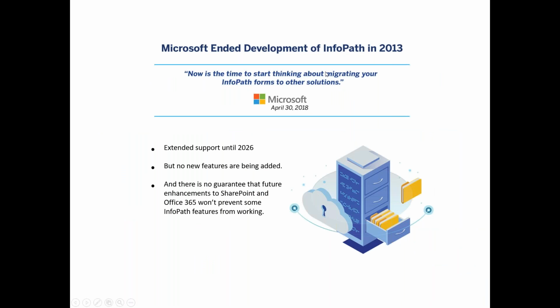So Microsoft, as I said, ended development in 2013. This is 2.5, almost 3 years ago now. They said now is the time to start thinking about it. Every time I do this, it's later and later. First it was 1 year, now it's 2 years, now it's almost 3 years of this statement by Microsoft: start thinking about migrating your InfoPath to other solutions. Well, it's not time to start thinking, it's about time to start doing it. It's because this is 2021. Hopefully 2021 will be your year. You get engaged with us and start using our resources and our capabilities and our tools, and we'll help you get off of InfoPath quite nicely.